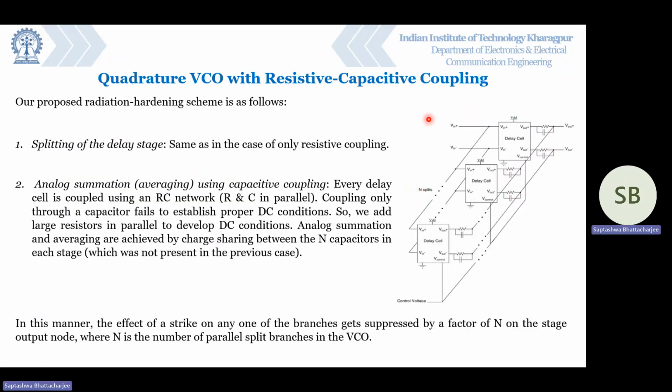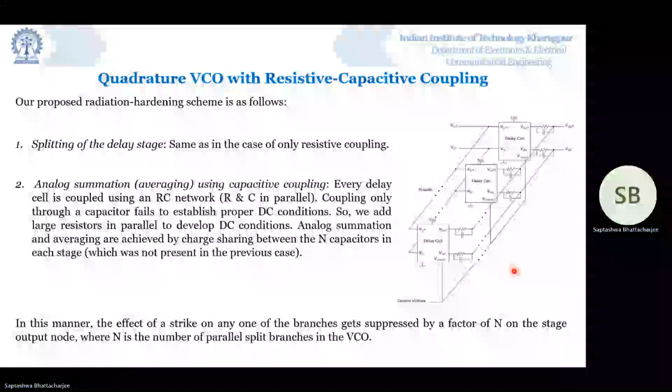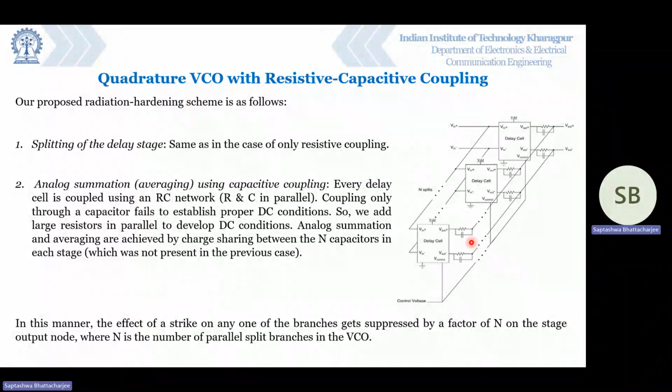The basic philosophy is kept the same. Here as well, we split each stage into N parallel branches, N parallel delay cells. We have kept the coupling resistor R, which ensures proper DC condition. But this time we use capacitors in parallel to the resistors. So let us say that there is a radiation strike on one of the delay cells. And we have already said that 1 picocoulomb amount of charge gets deposited at the node or gets pulled out of the node as a result of the strike.